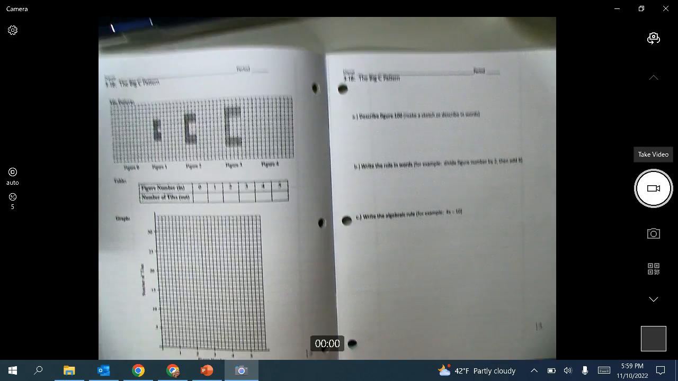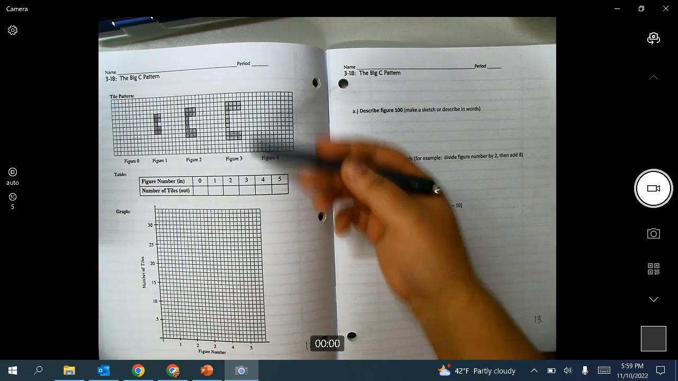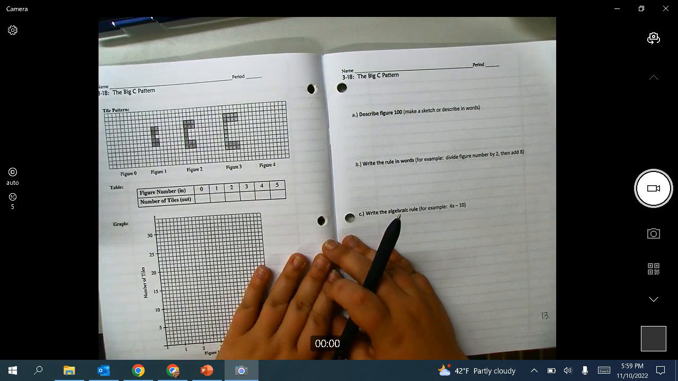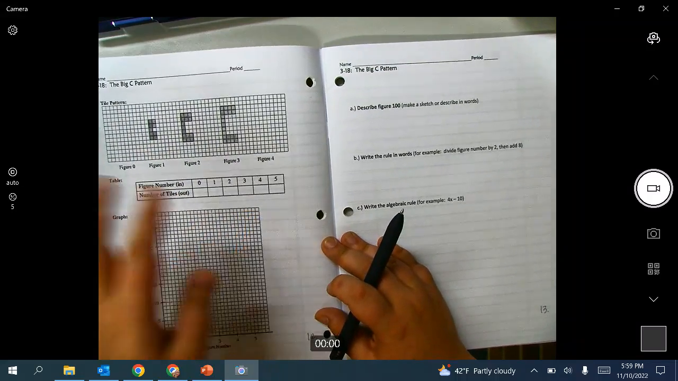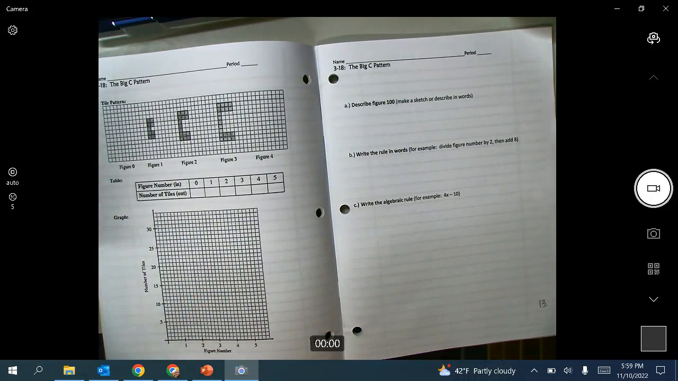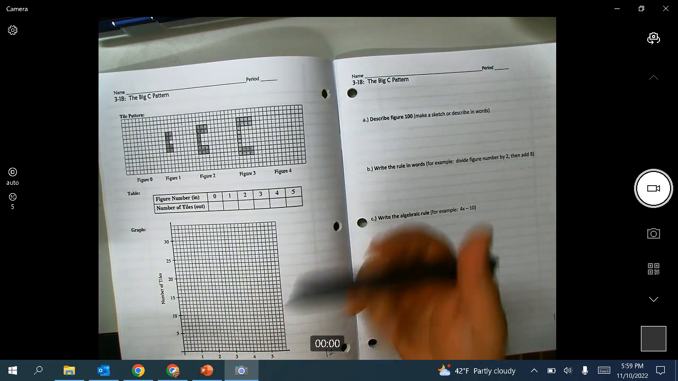Hey guys, today we're going to be going over another pattern that's on pages 12 and 13 of your yellow Unit 3 workbook. This is just like the kind of thing that we were doing on pages 1 and 2, where we're using these figure numbers. We're trying to figure out a pattern, and then we're actually going to graph that pattern. Our first goal here looks like it's the total number of tiles.